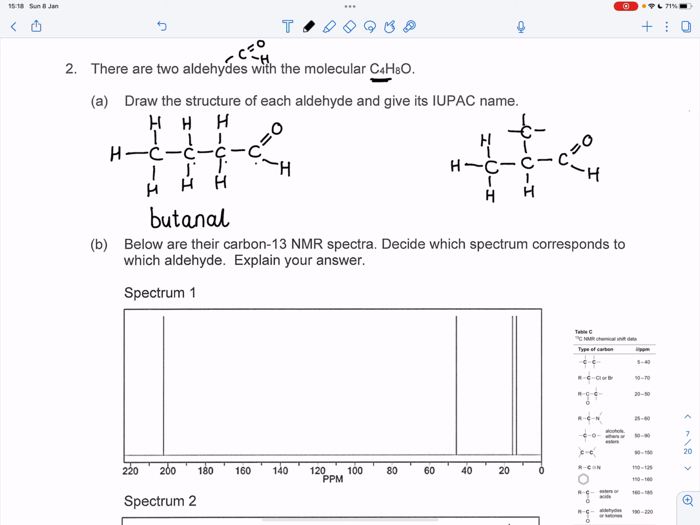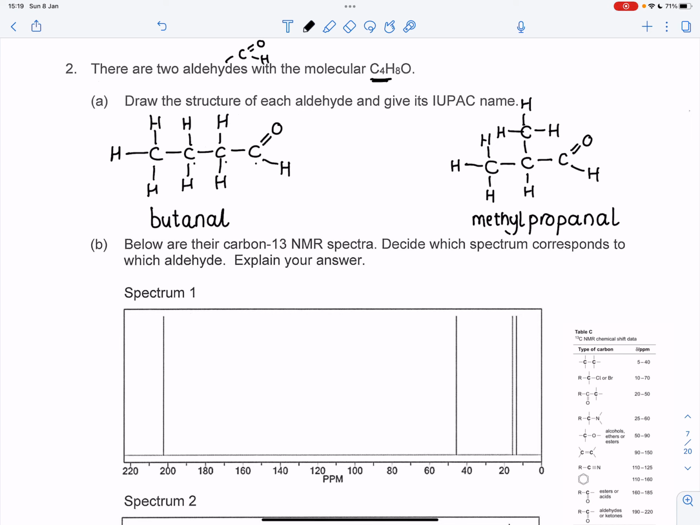There are no other aldehydes than these two, because we can't go to 2 in a row, and there's nowhere else to put a methyl group. So this is the only other one: methyl, and then 3 in a row, prop, an because the carbon-carbon bonds are single, al because it's an aldehyde. Methylpropanal.